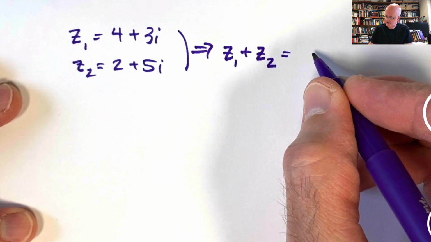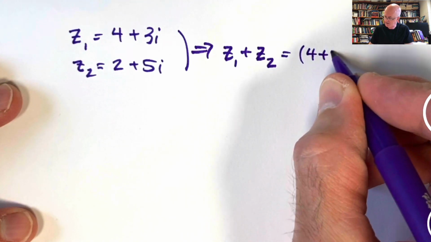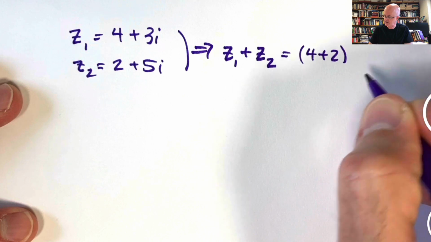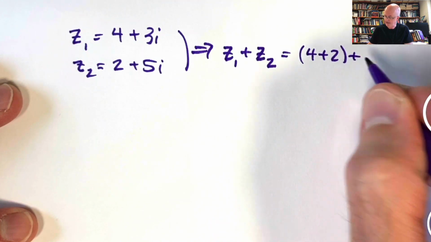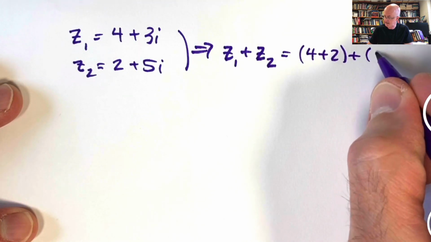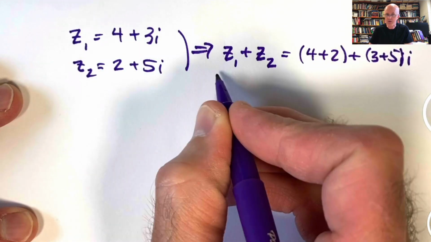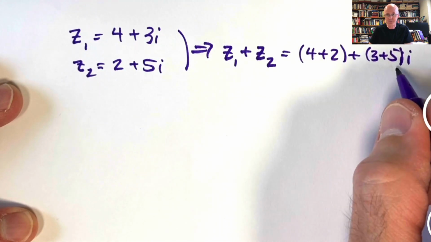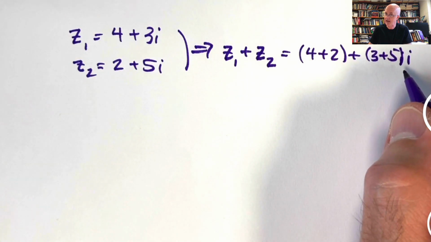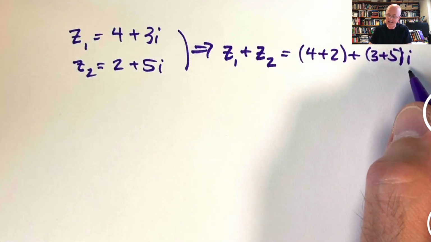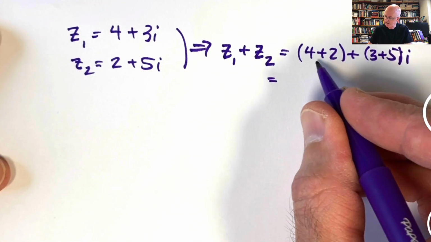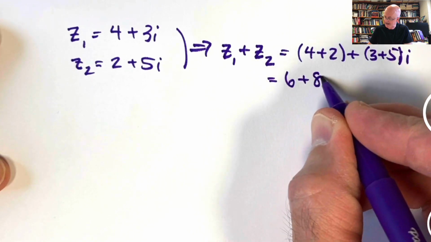The real part of the answer should be the sum of the real parts of the summands, z1 and z2, so I do 4 plus 2. And the imaginary part should be the sum of the imaginary parts in the original complex numbers z1 and z2. That's 3 plus 5. It's going to be the imaginary part of the answer, so I need it to be next to the i. Now simplify, we get 6 plus 8i.